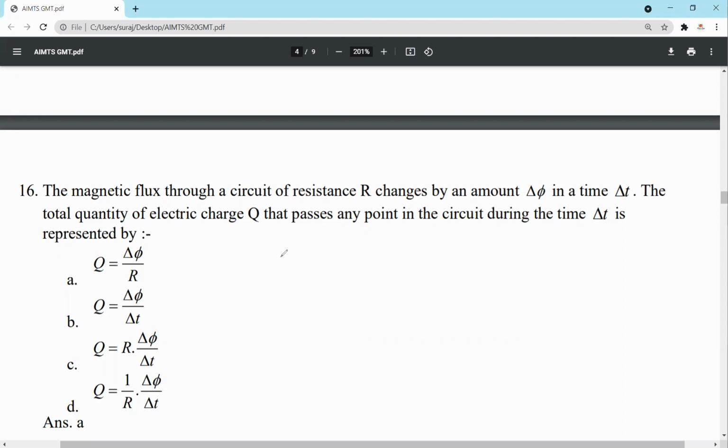I want the current. Induced EMF is how much? Minus del phi by del t, right? V is equal to IR. I can write I as del Q by del t into R. R will come to this side, this gets cancelled. So it becomes dQ by dt equals d phi by dt times 1 by R.